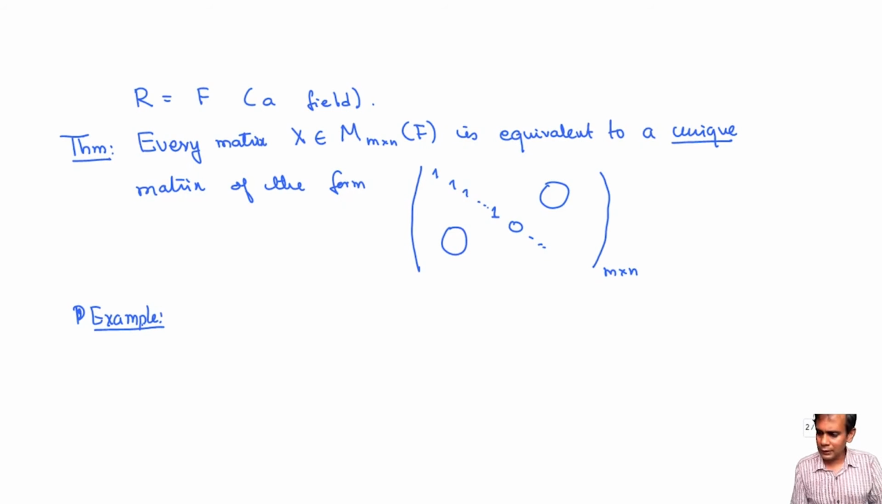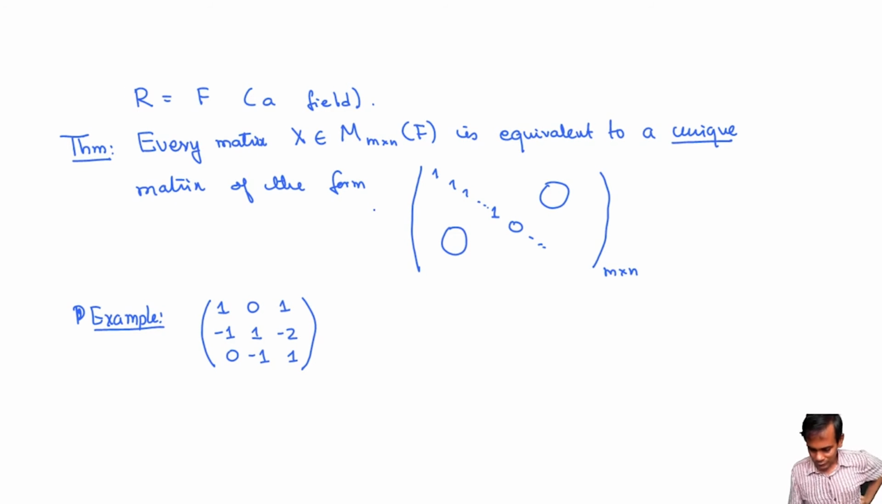So remember the description of GL_m(R) and GL_n(R). Well, that works also for a field. So let's start with a matrix like this: 1, -1, 0; 0, 1, -1; 1, -2, 1. And let's try to figure out what its canonical form is. So we'll try to reduce it. This thing is called a canonical form. There's a unique matrix of this kind in each equivalence class. So let's try to reduce this to a canonical form. So what we want to do is we want to get zeros here and here.